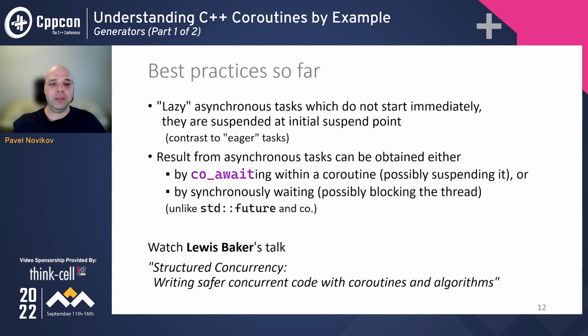This is unlike std::future and company, in which case synchronization is always involved, and if you wait on a future, apart from synchronization, again, the thread that is waiting can block until the result is ready. I recommend watching Lewis Baker's talk, Structured Concurrency: Writing Safe Concurrent Code with Coroutines and Algorithms, in which he lays out, so to speak, the theory behind these best practices.